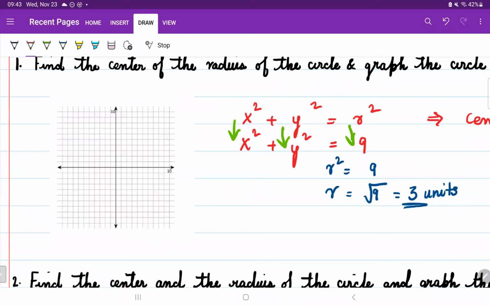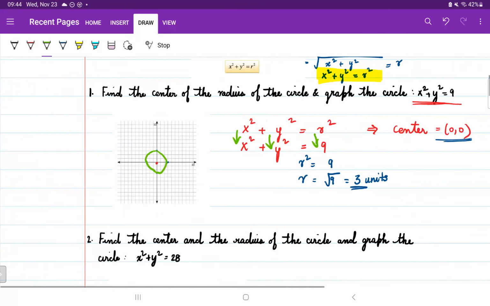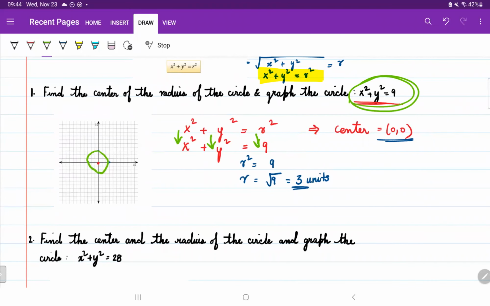So now our circle center is 0, 0, and the radius is 3 units. The way I do it is I just plot 3 points in all 4 directions here. There's one more here. And then I just join them to get a prettier looking circle. Doesn't really look like a circle, but that is the circle for this particular equation.